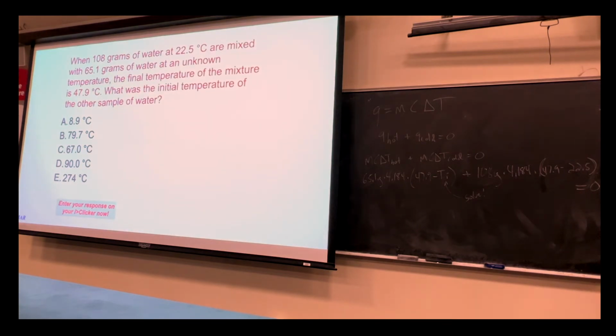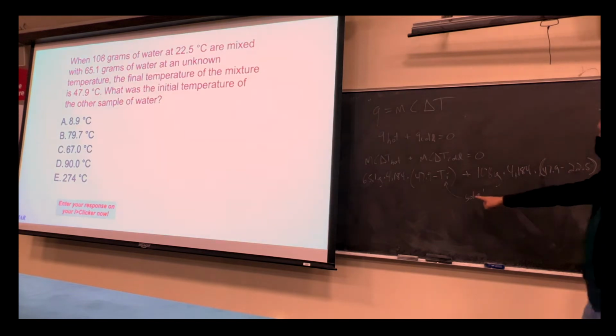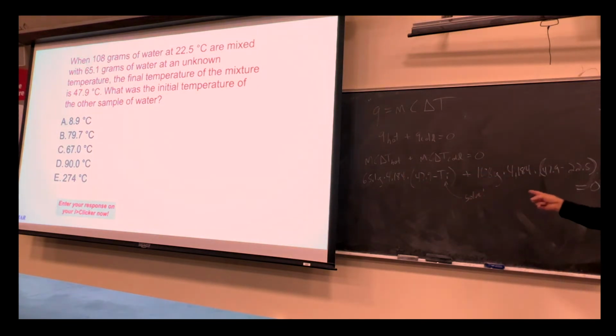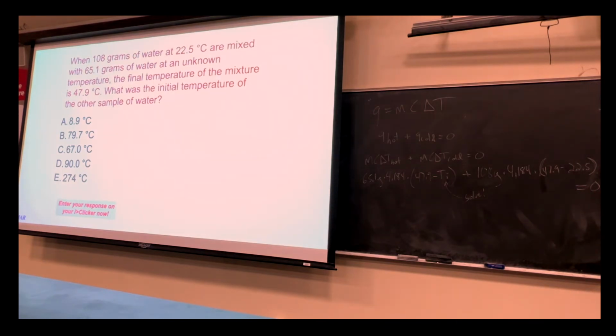But anyway, what I did up here is I just substituted all the different values. And you want to solve for the initial temperature of the hot piece. And again, remember, it'll be a number larger than 47.9. More than that, it's hard to say what it is right now.